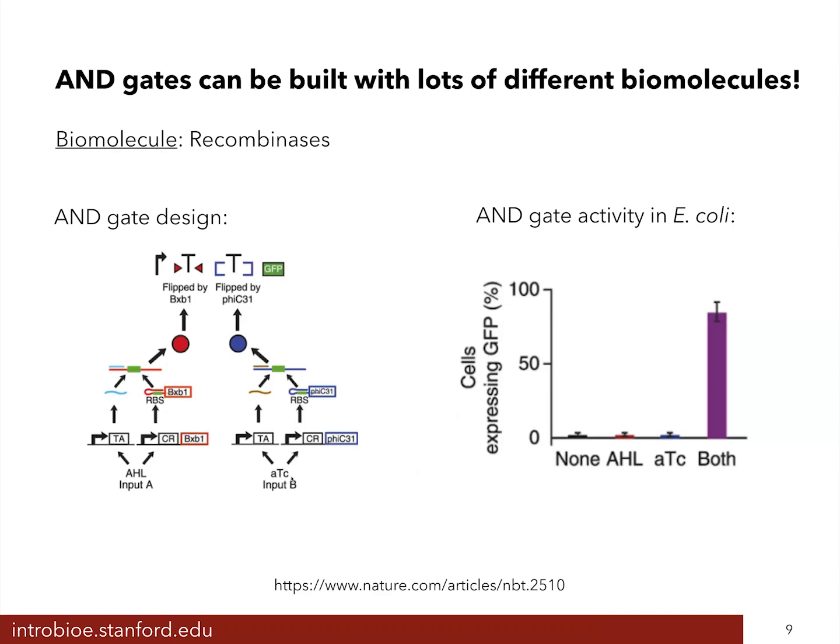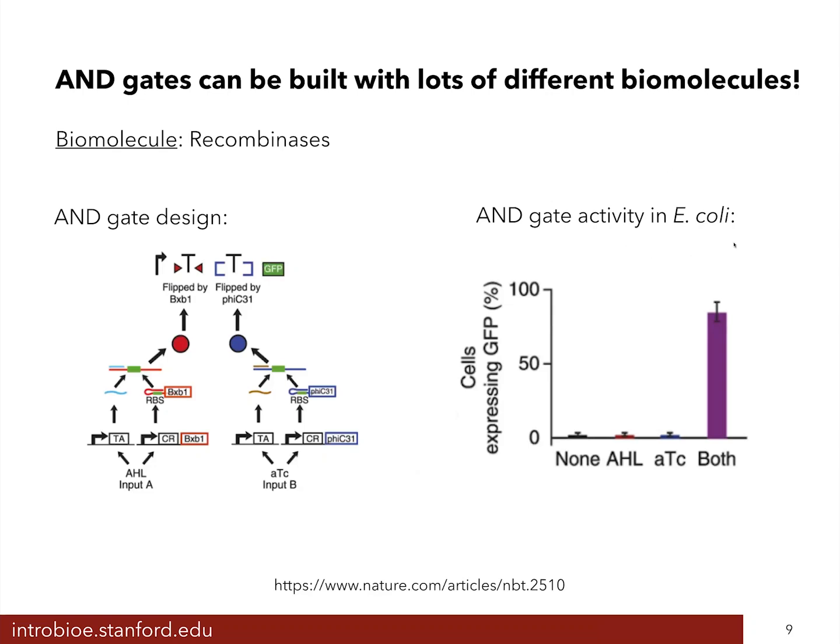Phi-C31 expression is initiated by an antibiotic. This is the same one as before, tetracycline. When Phi-C31 is expressed, it will invert the second terminator, so that when you get expression of BXB1, which flips the first terminator, and Phi-C31, which flips the second terminator, you can then get an RNA polymerase that is able to express or read through this segment of DNA and express your downstream gene GFP. So it's another way of building an AND gate inside of a living cell.